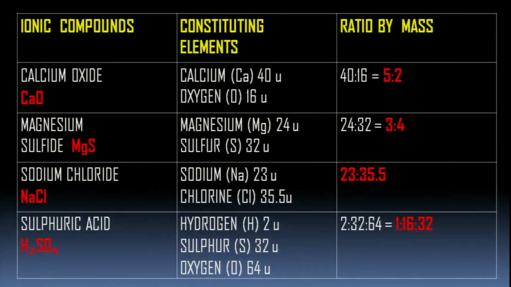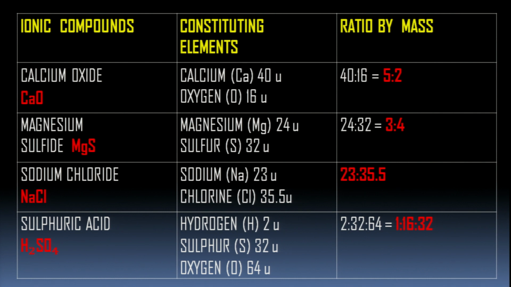Calcium atomic weight is 40 unified mass. U means, remember, unified mass. Oxygen, it is 16 unified mass. What is the ratio by mass? 40 is to 16 is simply 5 is to 2. We divide it by 8. That you know, simple mathematics.